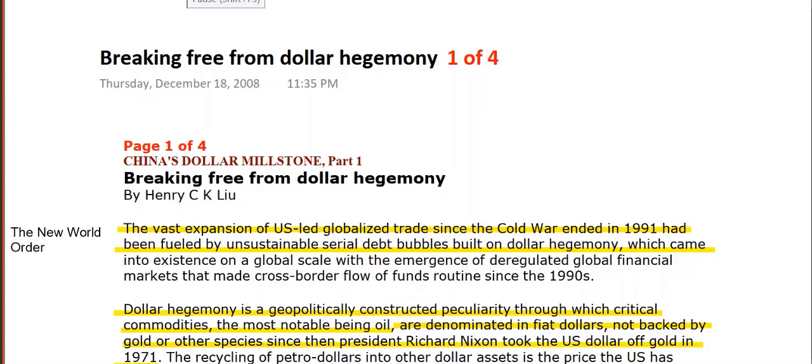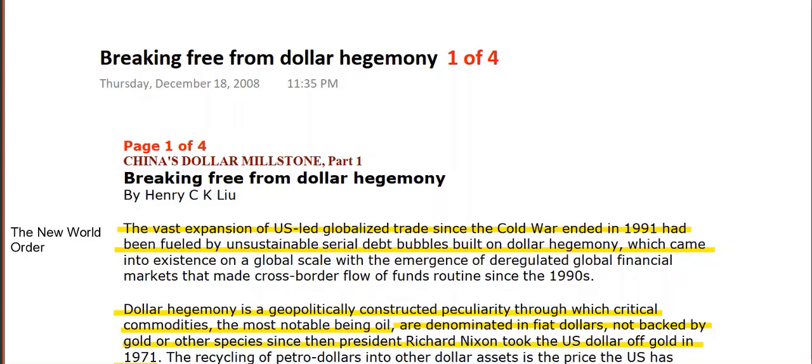Alright, folks. This is part 2 of the dollar hegemony. Henry C.K. Liu. But actually, this is the first part. Okay, this is part 1. I did part 3 about the dollar imperialism through gold and stuff like that, but this is going to be part 1. So, for all you currency geeks, here we go.